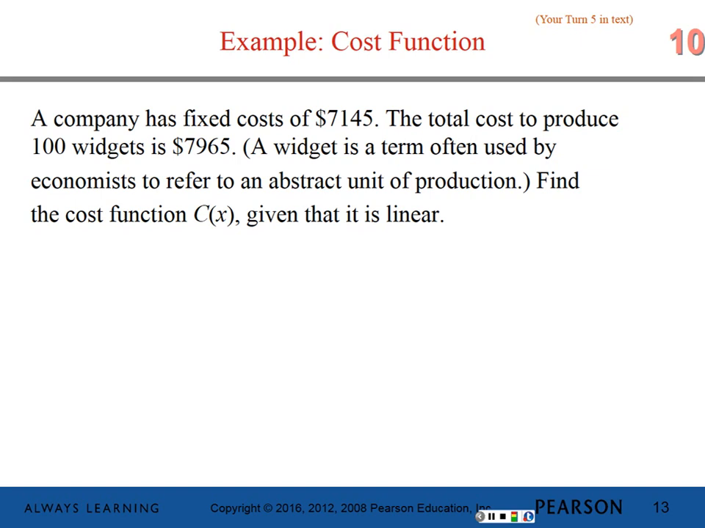Now this time what we've got is a point, 100, 7965, and then we know what B is, but we don't know what the slope is. We know B because it says the fixed cost is 7145. So what we have to do first here is find the slope.